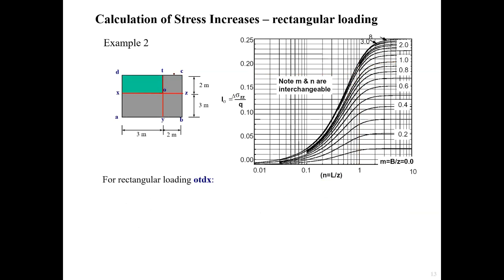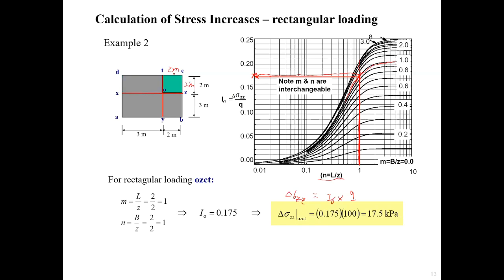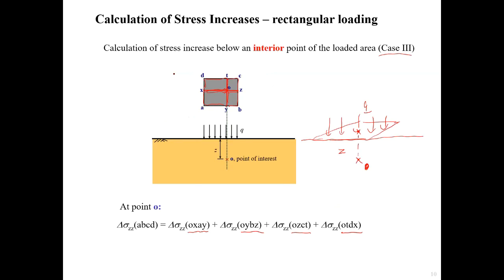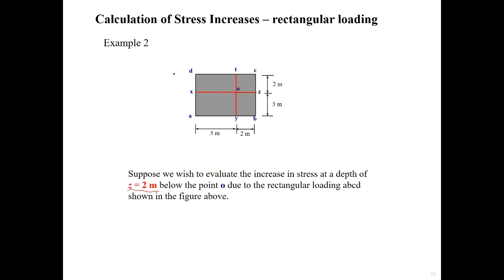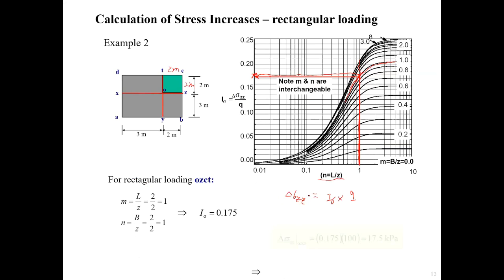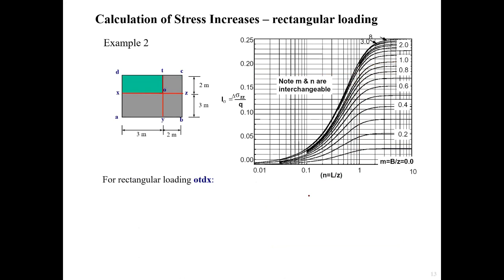And then how about the second one? For rectangular loading OTDX. Okay, so why is Q 100? The 100 is provided. You have the rectangular surcharge Q, that's 100 kPa, provided in the question. Wait, are you sure? Because I can't see it. Maybe it's missing. It should be Q equal to 100. Oh, okay. Thank you. That's a good question. Maybe I'll add Q equal to 100 later on.